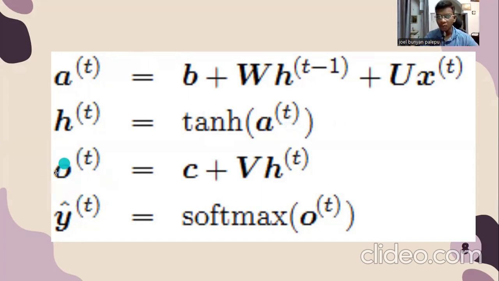And the output ot is equal to c plus v into ht. So what are we doing here, right? So we have c, which is going to be a weight, right? Just like b, w, and u, we have c, which is also going to be a weight, and then we're going to add that with v. v is also going to be a weight, and we are going to multiply that by ht. And since v is going to be in the range of -1 and 1, we have a chance of completely neglecting the hidden state of that particular time step.